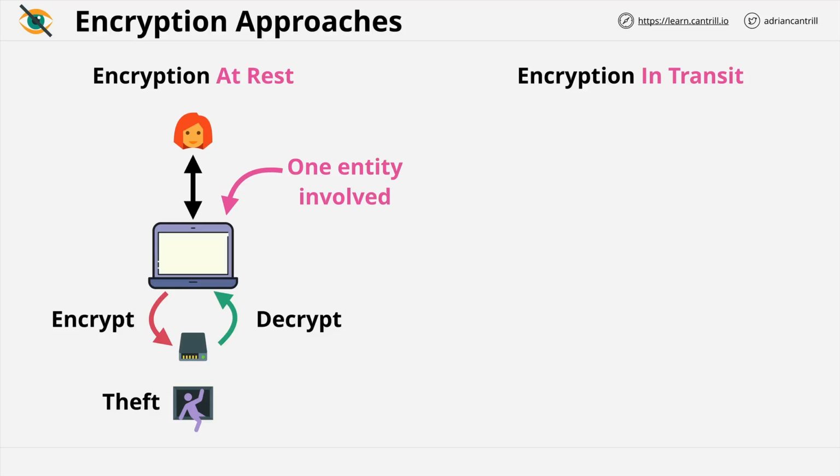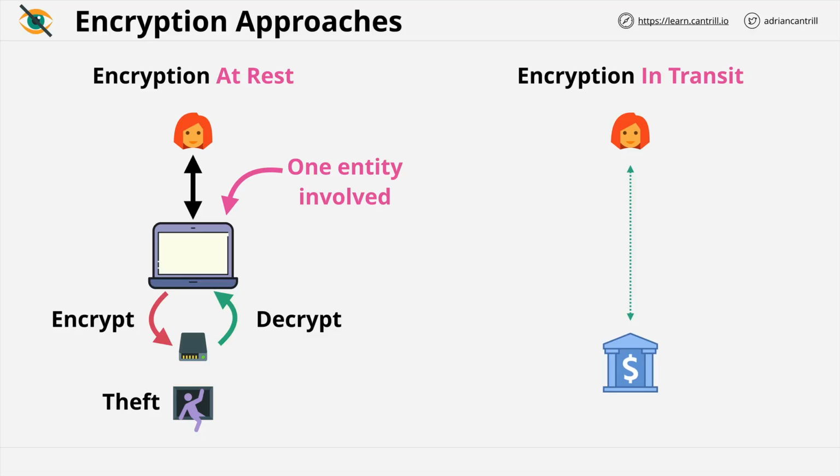The other approach to encryption is known as encryption in transit, and this is aimed at protecting data while it's being transferred between two places. So when Nat is using her internet banking, the data is encrypted before it exits Nat's laptop and decrypted by the bank when it arrives, and the same process is followed in reverse. So the bank encrypts any data that's destined for Nat's laptop, and Nat's laptop performs the decryption process.